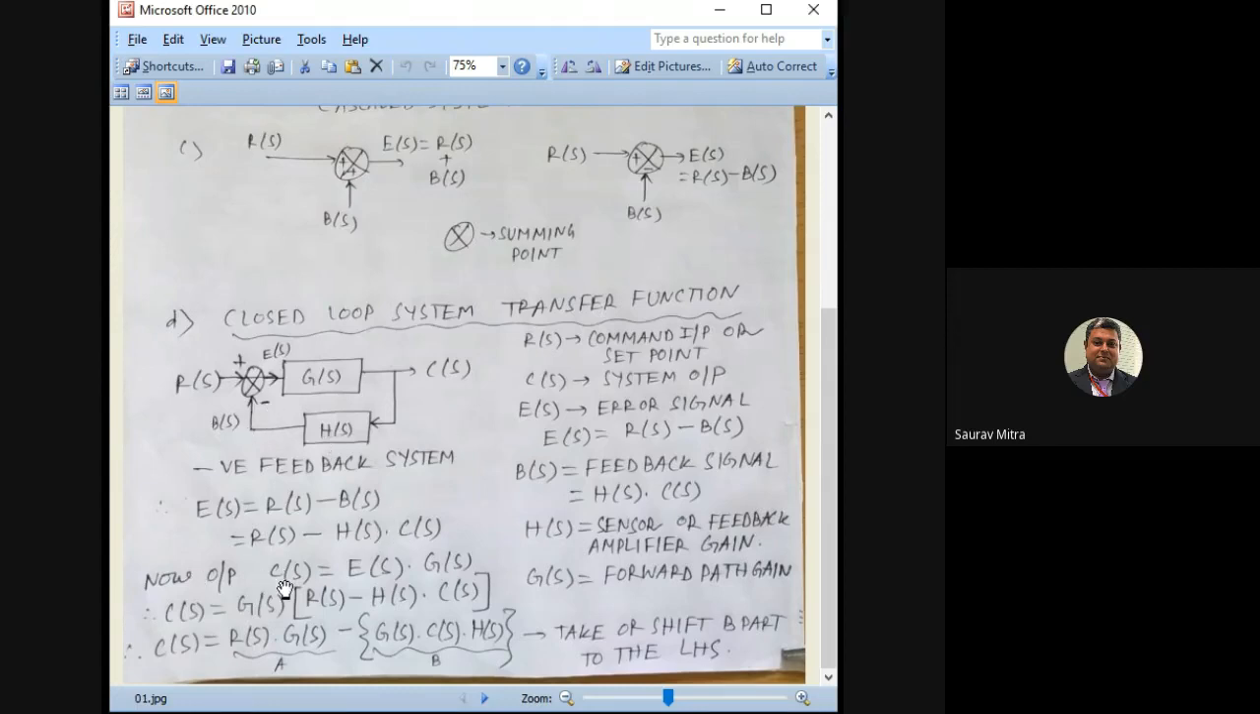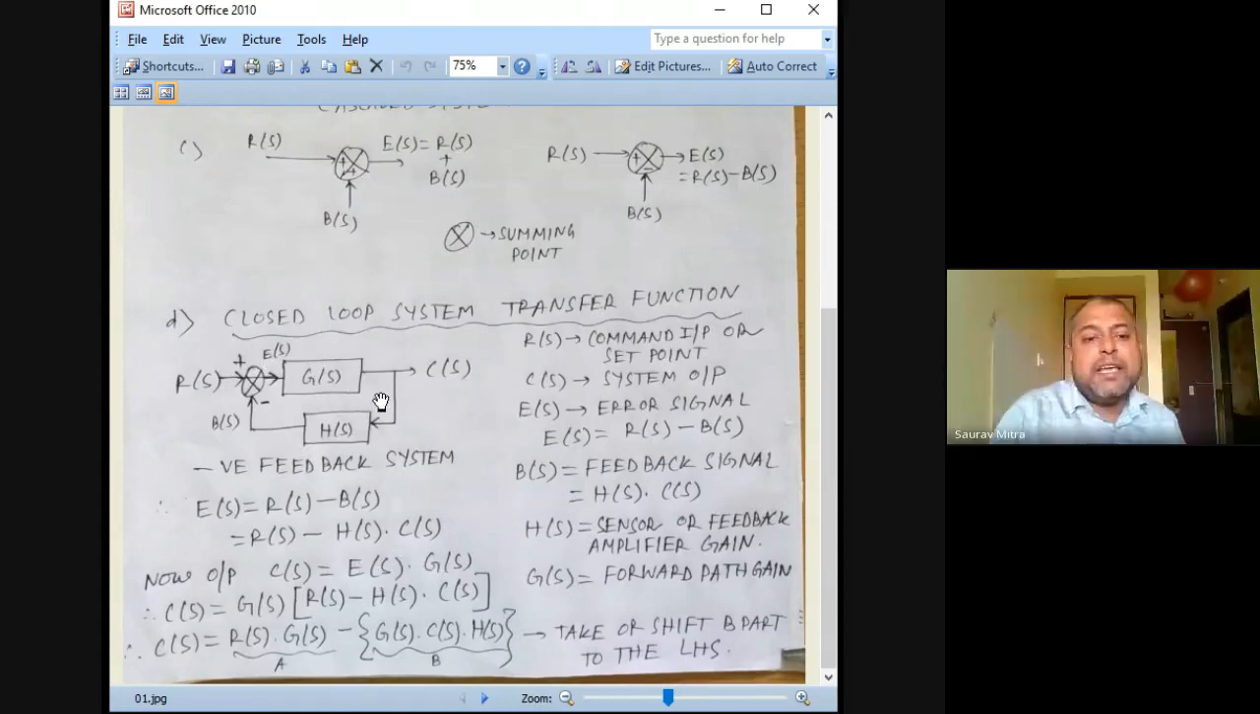In the second part of the proof, you write down the equation of CS from the forward path gain. So CS equals GS into ES. The error signal is coming, getting multiplied with the forward gain, giving me the output CS. Now whatever ES you have found from the previous stage, substitute here. So CS equals GS into RS minus HSCS. Now open the bracket.